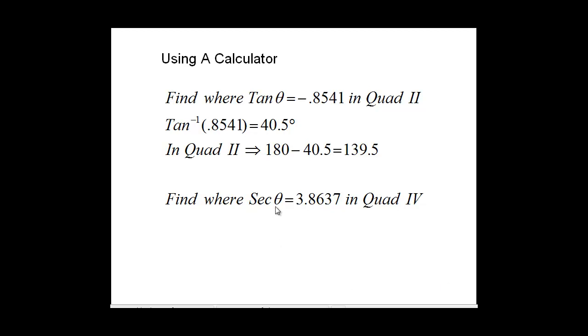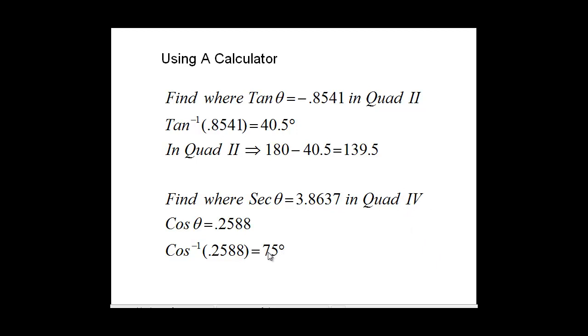Now, we want to find out where secant is 3.8637 in the fourth quadrant. Secant comes from cosine, so just flip it over, and then you'll have cosine. If you flip over 3.8637, 1 divided by that number, you get 0.2588. Move the cosine over with cosine inverse, so theta is cosine inverse of 0.2588, which should be 75 degrees. Now we want to be in the fourth quadrant.